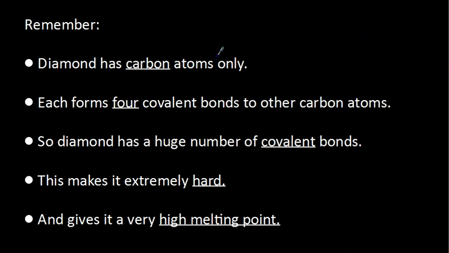So, just as a quick recap then, diamond has carbon atoms only. Each forms 4 covalent bonds to other carbon atoms, and that means that diamond has a huge number of covalent bonds. It's almost unfathomable, and this makes it extremely hard, and it gives it a very high melting point.